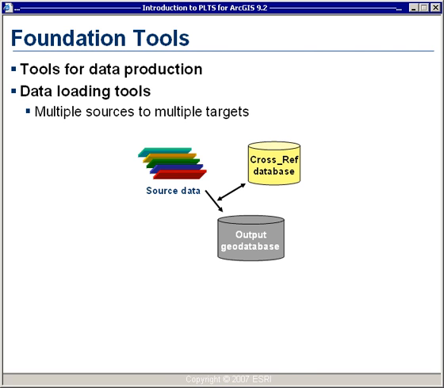When you work with the data loading tools, you have the ability to load already existing digital data into your working or production geodatabase. The PLTS data loading tools allow for multiple sources to be loaded into multiple target feature classes or subtypes in a single load operation. This operation is aided by a cross-reference database that guides the load.